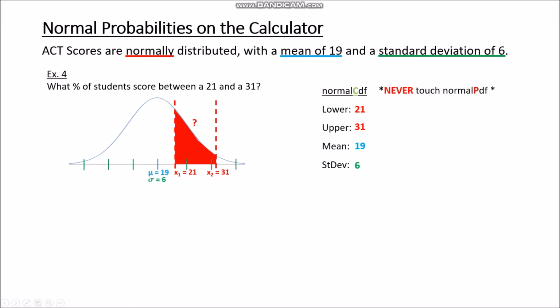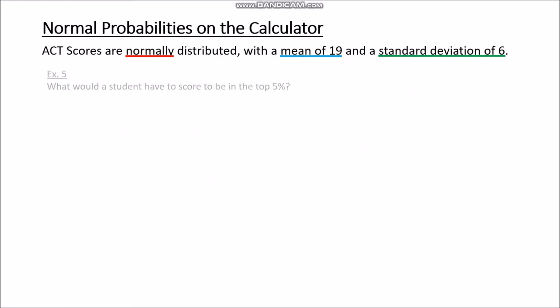Or, in the context of this problem, 35%, or 34.6%, of students will score between a 21 and a 31 on the ACT. A lot faster than calculating a couple z-scores, looking them up on a table, getting your areas, and subtracting them. So we just need to know what the left boundary and the right boundary are. All right, now let's look at another problem.